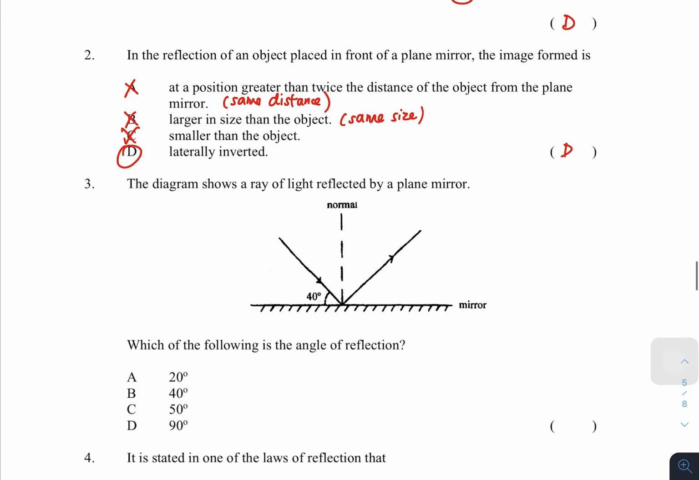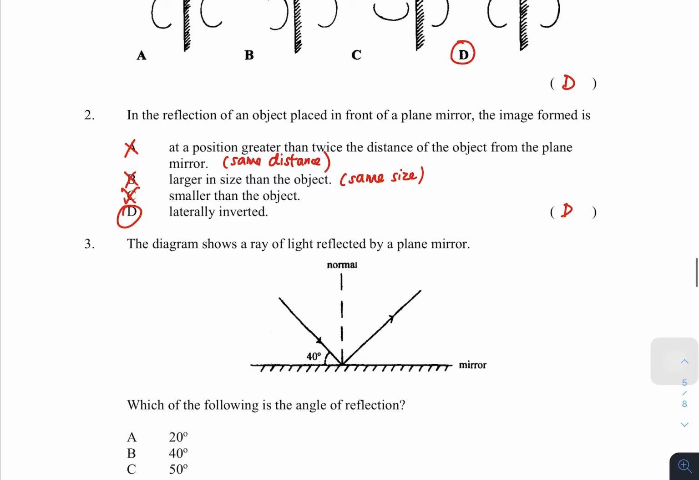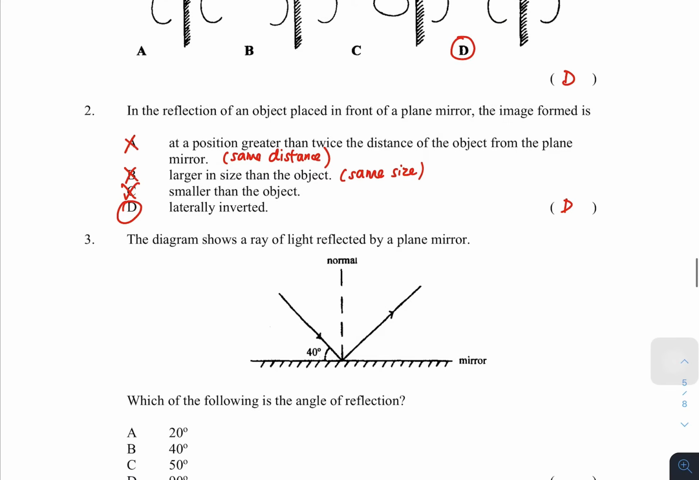Now, the other characteristics are, it is a virtual image, and it is also upright. So we have five characteristics for our reflection in a plane mirror.